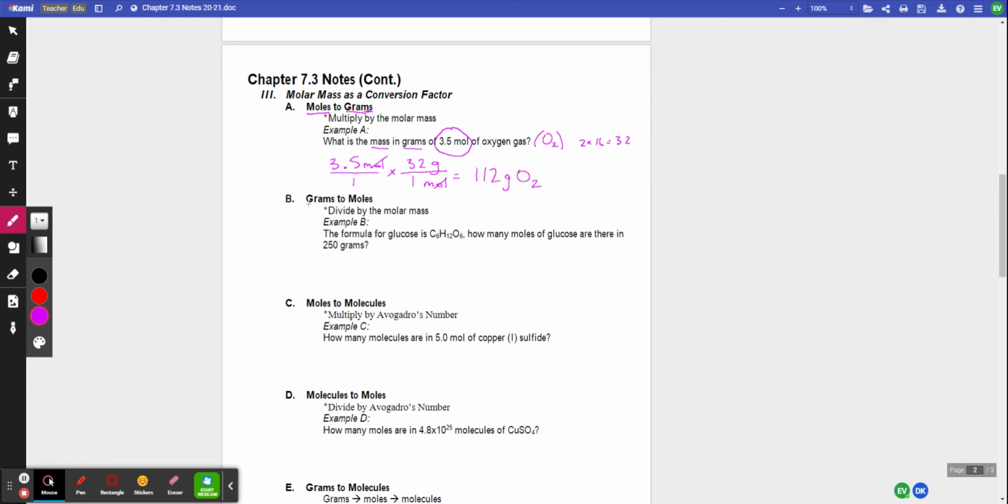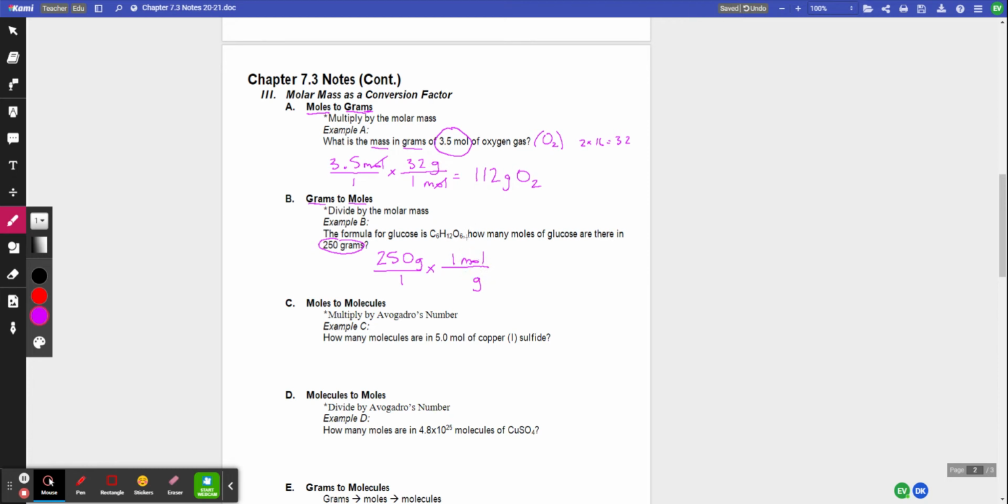For part B, now we're going to start with grams and convert to moles. So I'm going to write my given, which is 250 grams over 1. Okay, and then we have our conversion factor, but this time we start with grams, so I'm going to do the inverse of the molar mass, where grams are going to go on the bottom. Okay, so they cancel out, and per mole means the mole is going to go up top.